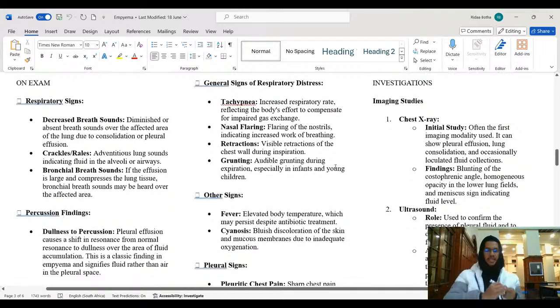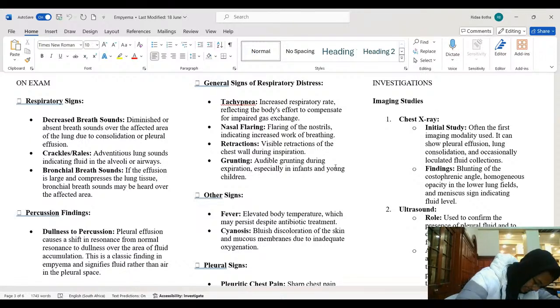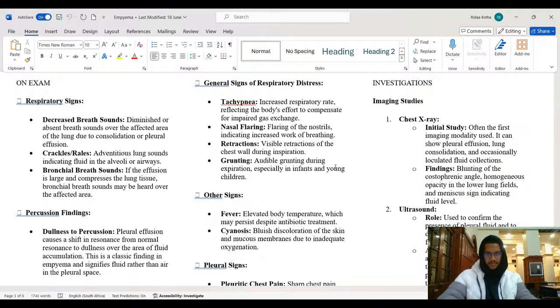Now, in terms of respiratory signs, on presentation we have respiratory distress. So you have subcostal recessions, intercostal recessions, alar flaring, head bobbing, or tracheal tug. You can also have grunting, and then an increase in the respiratory rate.